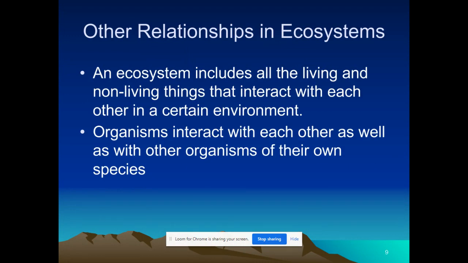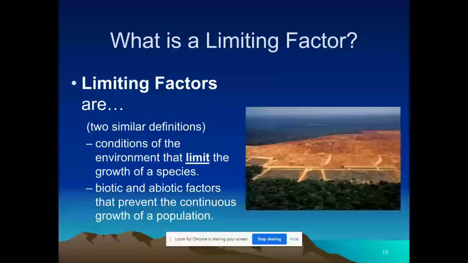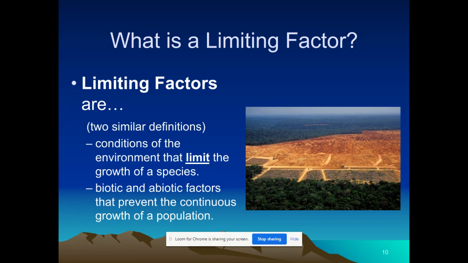Okay, other relationships in ecosystems. An ecosystem includes all the living and non-living things that interact with each other in a certain environment. Organisms interact with each other as well as with other organisms of their own species. Limiting factors are conditions of the environment that limit the growth of a species. In a desert, the limiting factor, of course, would be water. Okay, biotic and abiotic factors that prevent the continuous growth of a population.